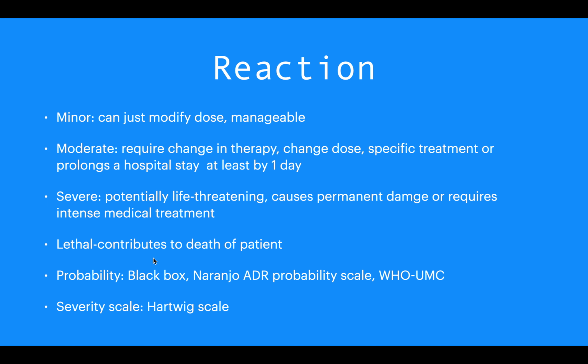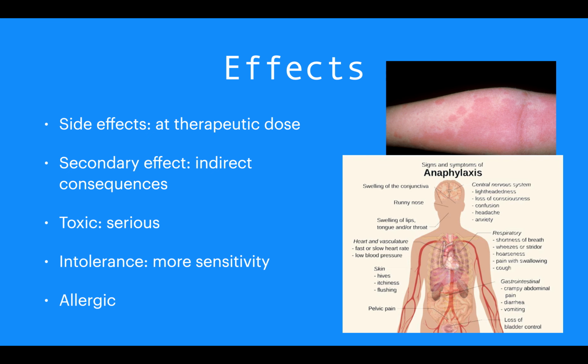So in a minor drug reaction, you can just modify the dose. It's manageable. Moderate requires, of course, a change in therapy or dosage, and it prolongs a hospital stay by at least 1 day. Severe can cause permanent damage and requires intense medical treatment. Lethal, of course, contributes to the death of the patient. So there are a couple of probability scales that people use, and a severity scale, to judge the efficacy, safety, and tolerance of a drug.